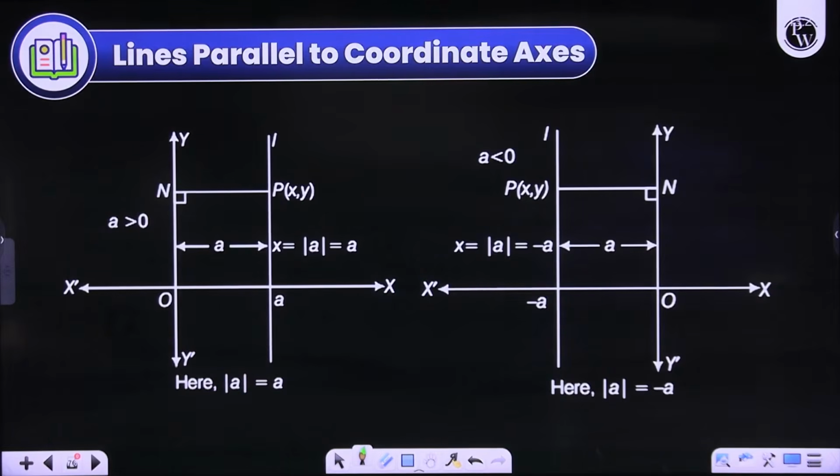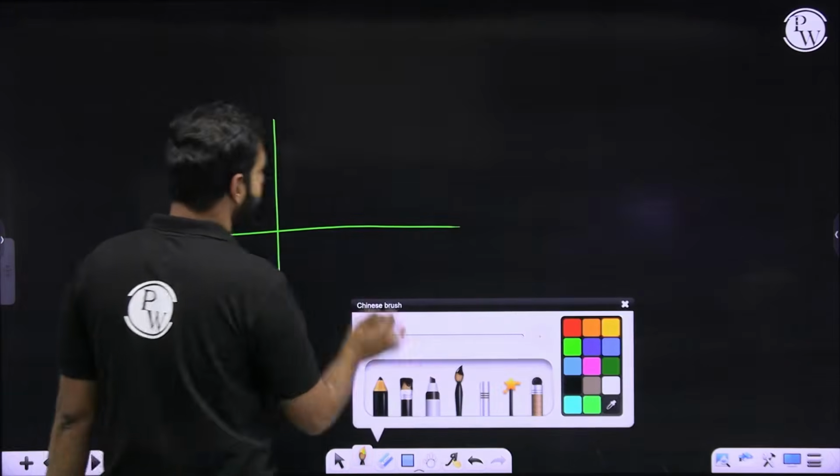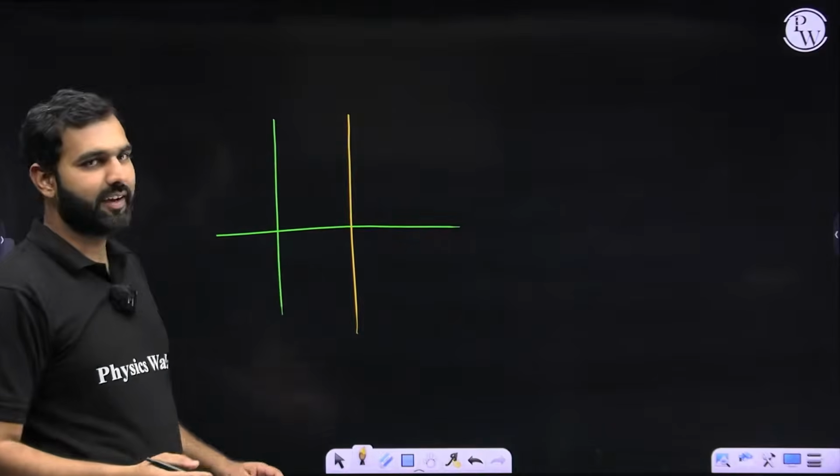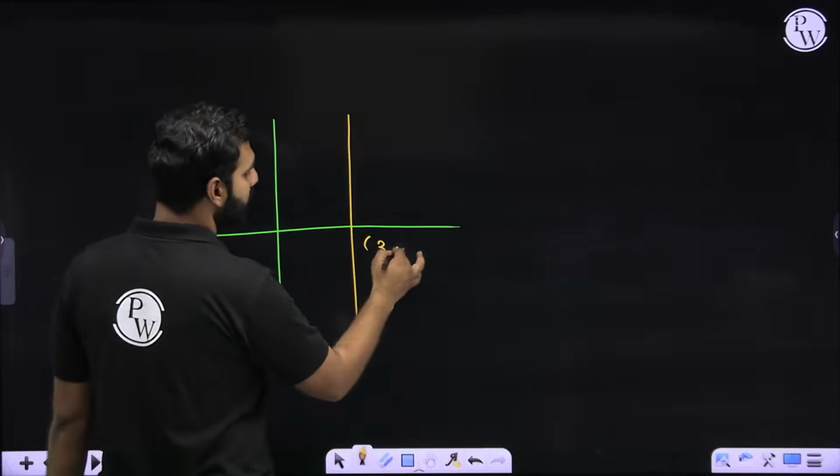Now we'll talk about if the lines are parallel to the axis, what will be their equations. Idea is pretty simple, nothing much is needed to be done. For example, this is our Cartesian plane. These are the x-axis and y-axis, and this is a line. Of course, this is a line which is passing through which point? This is a line which is passing through a point 3, 0 on the x-axis.